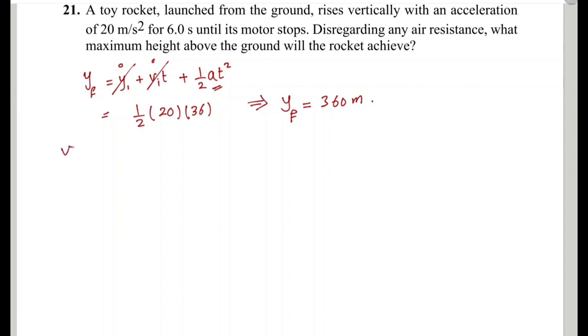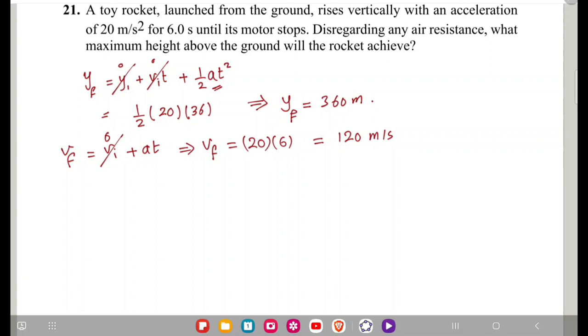Now v final equal to v initial plus at, and the initial in this case equal to 0, so v final in this case is equal to 20 times 6, or equal to 120 meters per second.